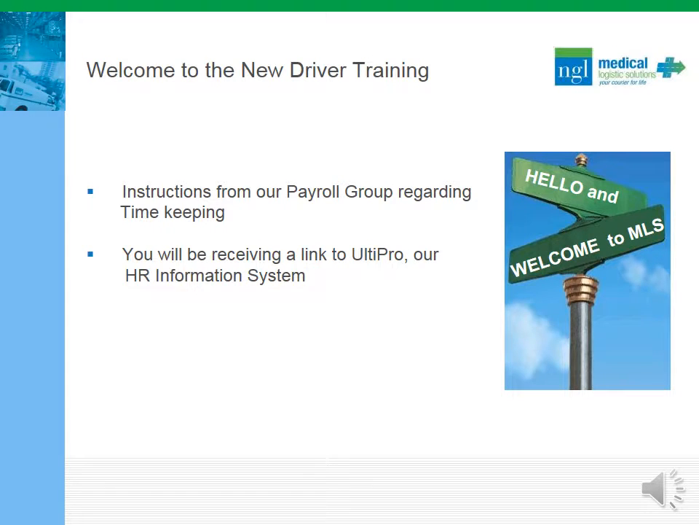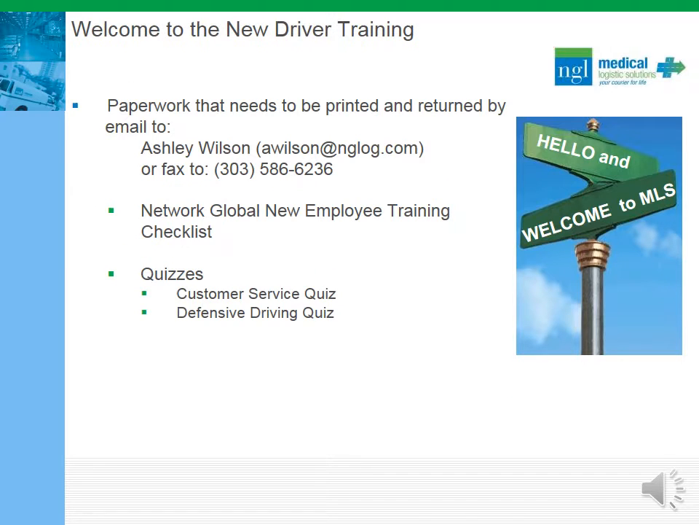To get started, please be aware that you will be receiving instructions from our payroll group regarding our timekeeping systems. You will also receive a link to UltiPro, our HR information system. Within UltiPro, you can update your personal information, view your pay stubs, and request specific forms and other documentation related to your employment.